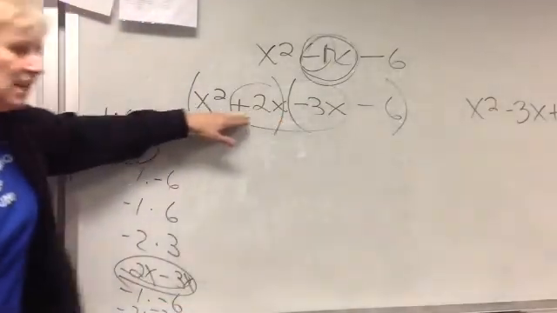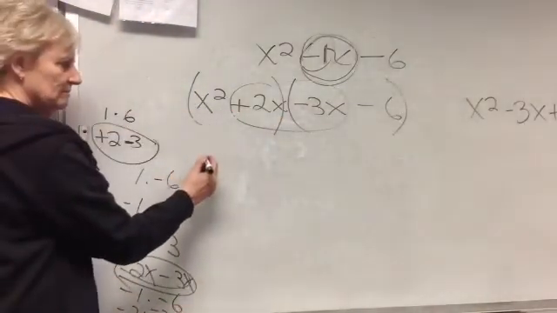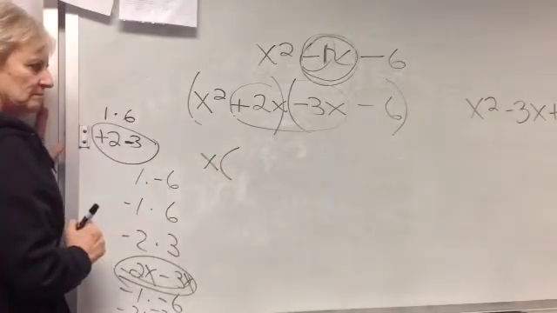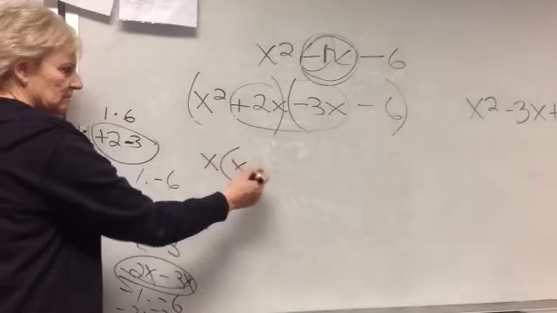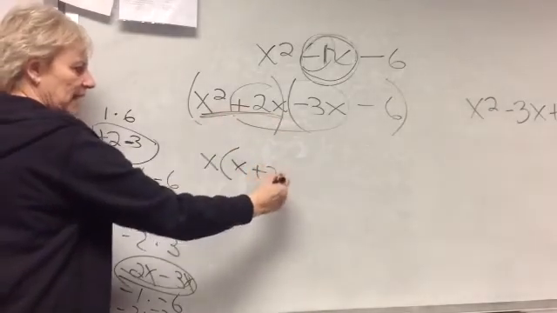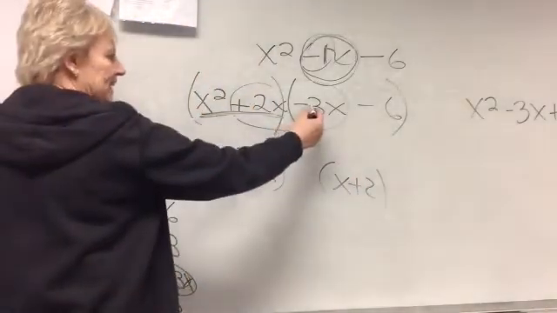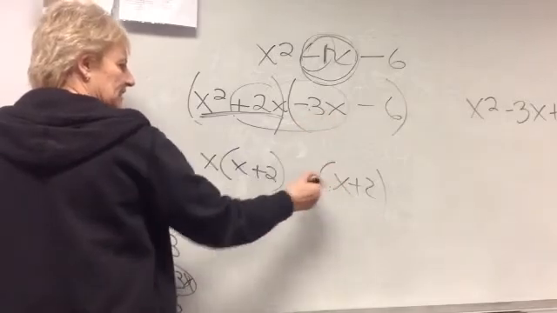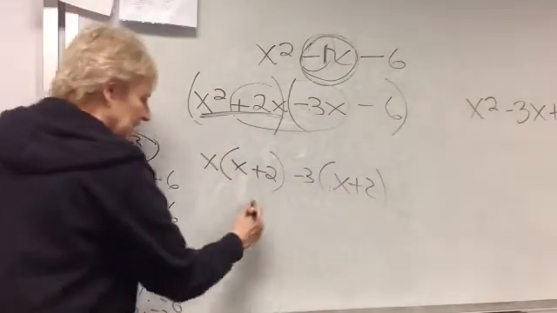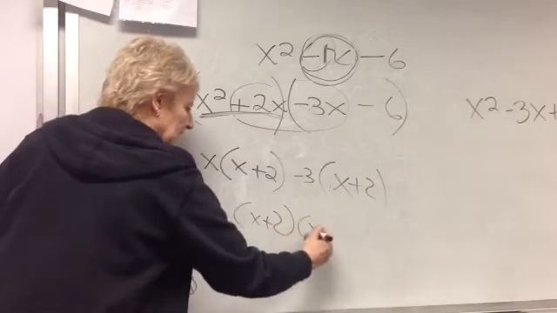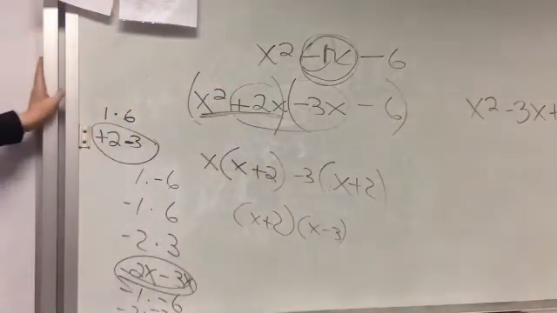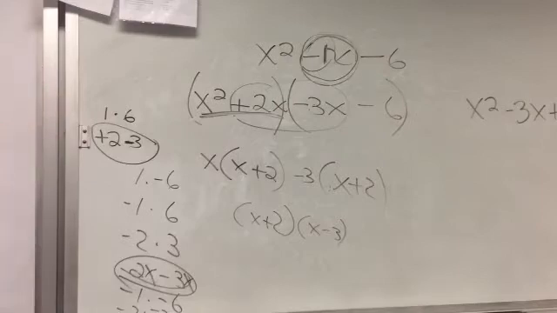What is the greatest common factor here? X. X times what? Just this, plus 2x. X plus 2, right? Remember I said just write it twice. How do I get a negative 3 out of that? Negative 3x. Negative 3. We're done. X plus 2, x minus 3. Foil it and you get that original answer. Yes, we're going to do all of our factoring this way.